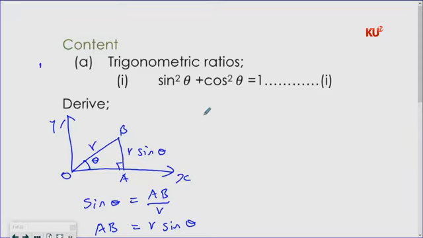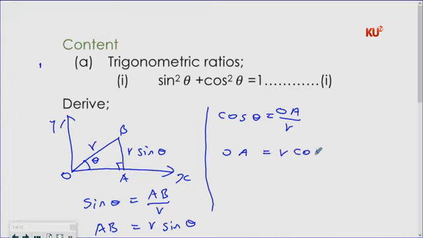Very good, learner. Then we can also look at the cosine. Cos theta, you remember, is equal to adjacent. The adjacent side to this angle here is OA. So I'll have OA over hypotenuse. Our hypotenuse is our r here. So you can multiply both sides by r. This r will cancel out. Then our OA will be equal to r cos theta.